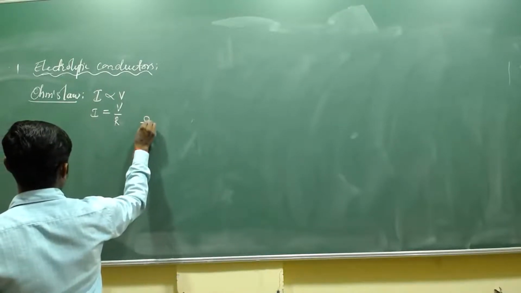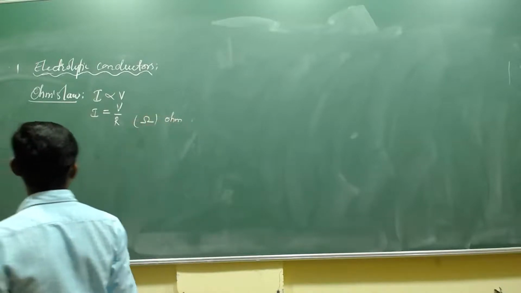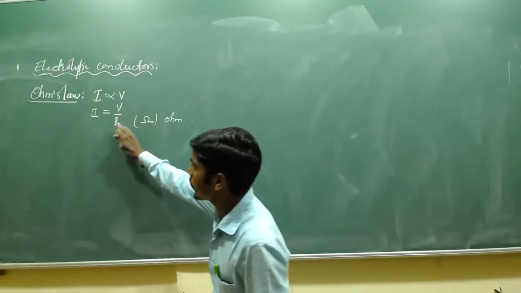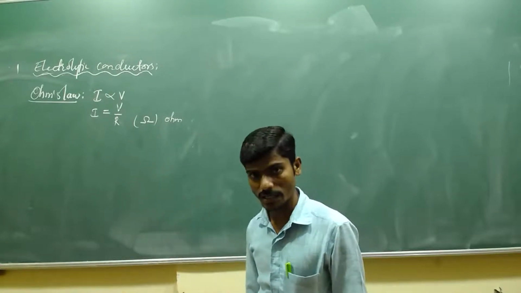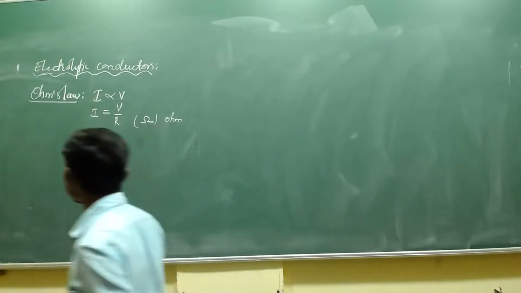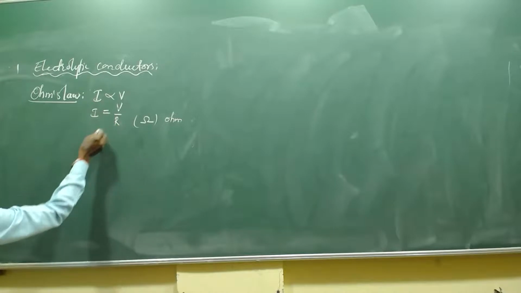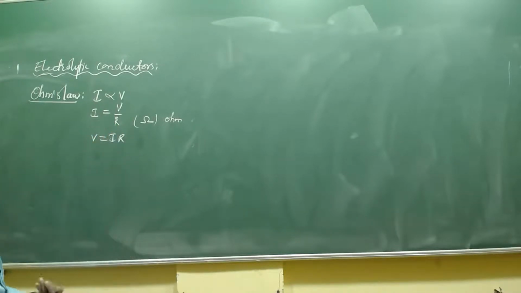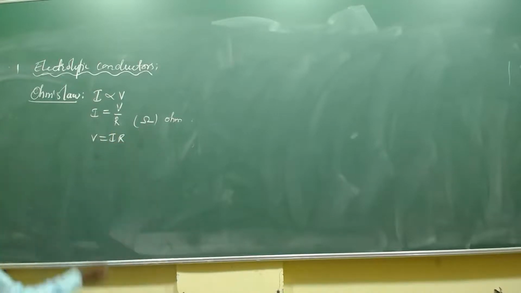Its unit is ohm. Now we are going to define some basic terms like resistance, resistivity, conductance, conductivity, molar conductance, and equivalent conductance. This is Ohm's law. Or, we can write V equals IR, where R is resistance, expressed in terms of ohm.